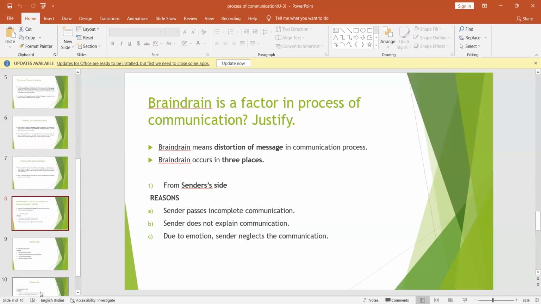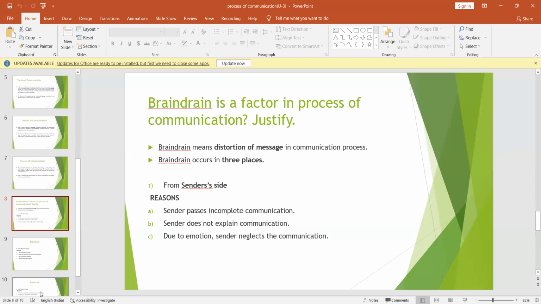Now, the second part of the question comes, that brain drain is a factor in the process of communication. What is the meaning of brain drain? Brain drain is a distortion of the message. That is, the message breaks down. Okay, whenever we are doing the communication, sometimes the message gets broken. That is called brain drain.